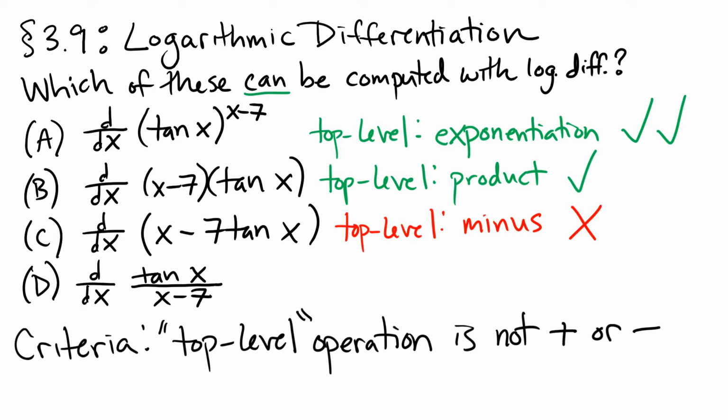What about D? Well, here in D, we're back to our two familiar pieces, tan x and x minus 7, and they are being put together with division, which is good. We have a log rule for division, so we can use logarithmic differentiation.